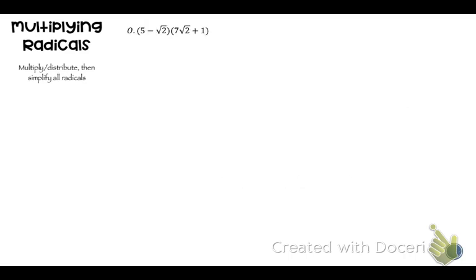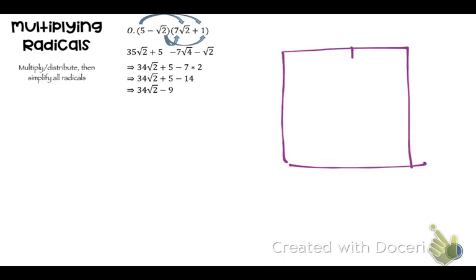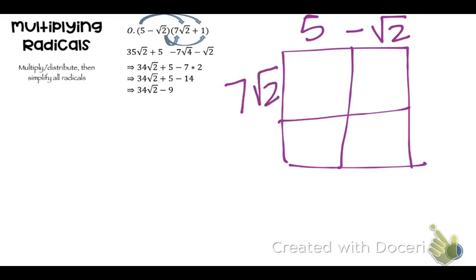Okay? Now this one, anytime you see this, I would use distribution or the box. I'm just going to walk through that distribution, but I want you guys to use the box actually. So I'm going to draw this out with the box. So we have 5 minus square root of 2, and we have 7 square roots of 2 plus 1. So if we do 5 times 7 square roots of 2, 5 times 7 is 35. Square root of 2 just kind of stays.